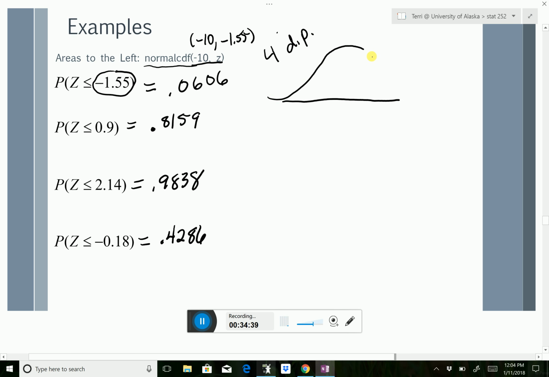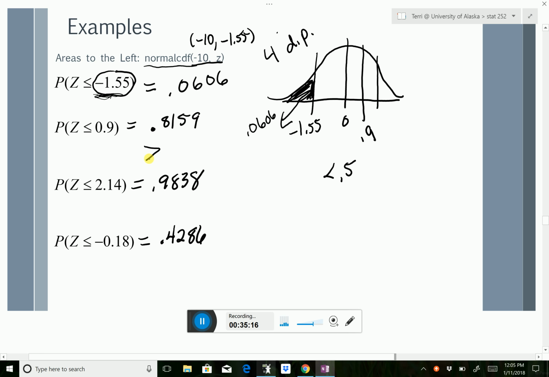So let's draw a picture of what we're doing here. So remember, we have the normal distribution. Negative 1.55 is going to be here somewhere, right? About halfway between. So we want the area to the left of it. So we want this area right here, which is 0.0606. Kind of makes sense. It should be a small area. These areas to the left of the negative numbers should be less than 0.5. And if we're over here, so say this is 0.9, notice this is greater than 0.5.